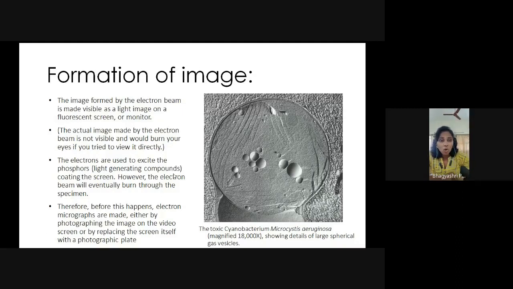Now the sample is prepared, you have mounted it in the microscope, but you still have to observe the image. Whatever you have mounted, you have to observe that through the microscope. For that you have to apply another set of procedures, because the electron beam, the electron rays, cannot directly enter our eyes.